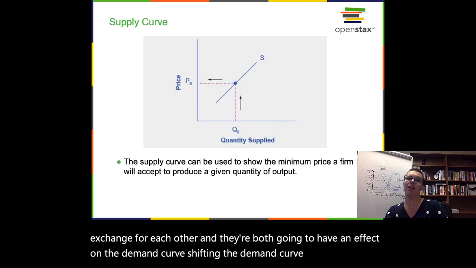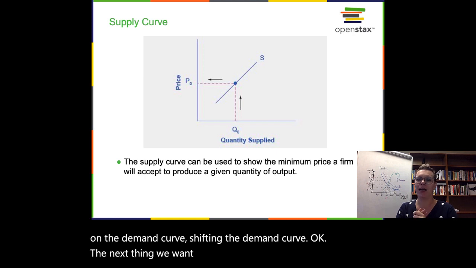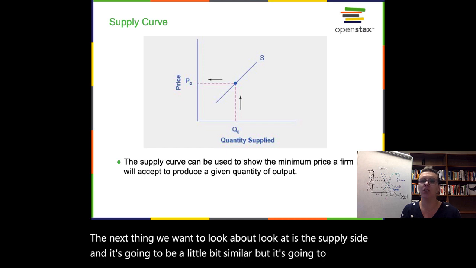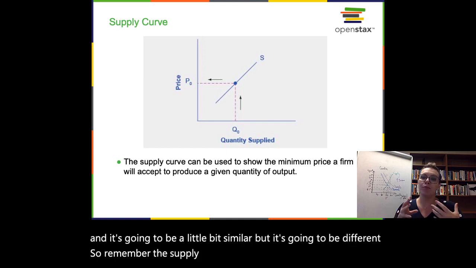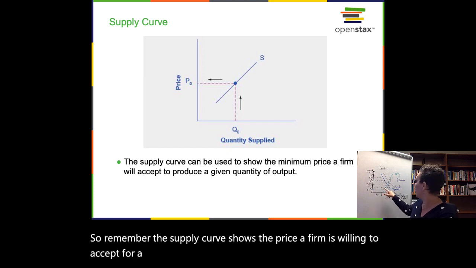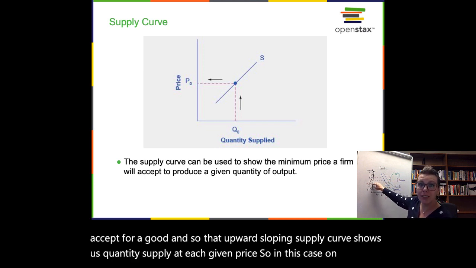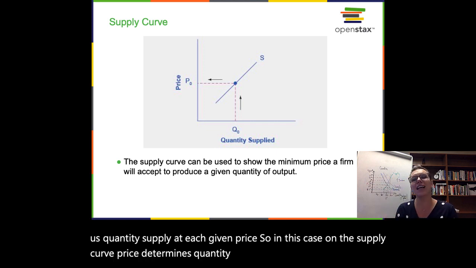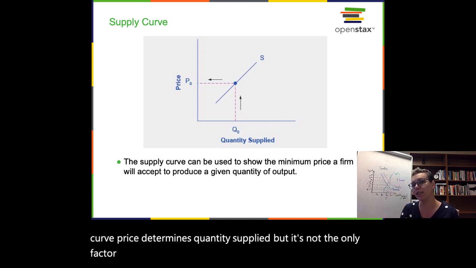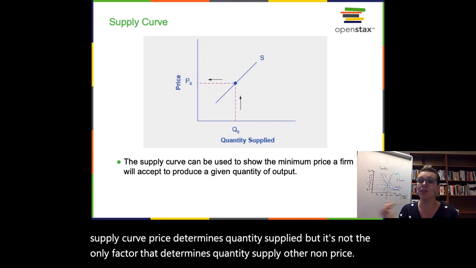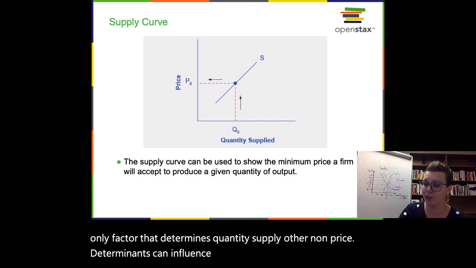Okay? The next thing we want to look at is the supply side. And it's going to be a little bit similar, but it's going to be different. So remember, the supply curve shows the price a firm is willing to accept for a good. And so that upward sloping supply curve shows us quantity supplied at each given price. So in this case, on the supply curve, price determines quantity supplied, but it's not the only factor that determines quantity supplied. Other non-price determinants can influence supply and shift the supply curve.